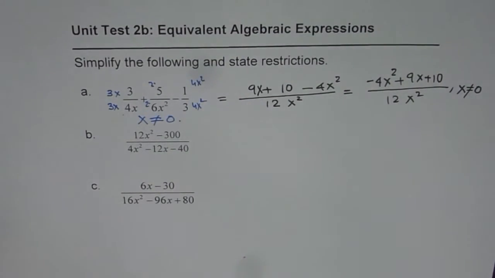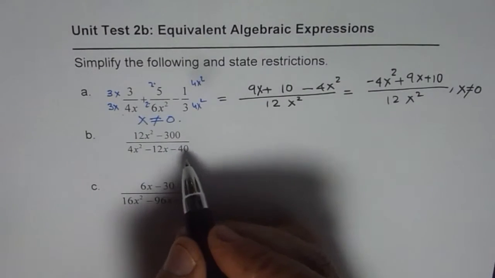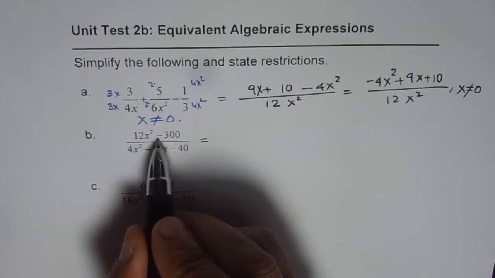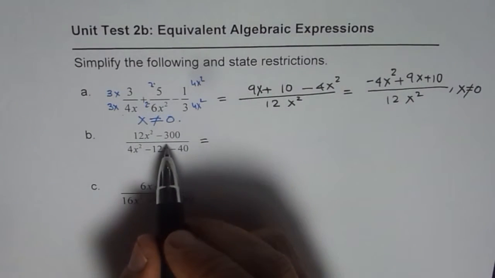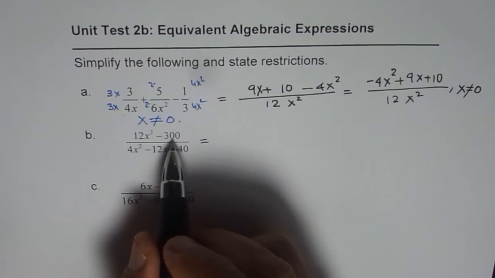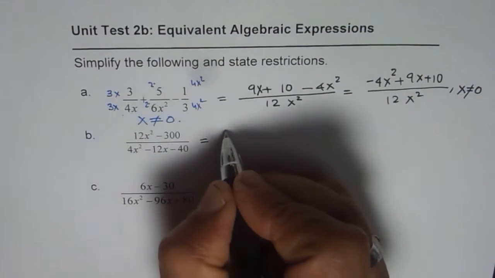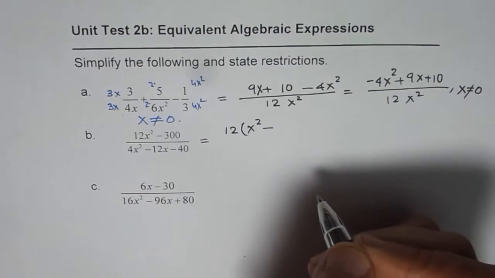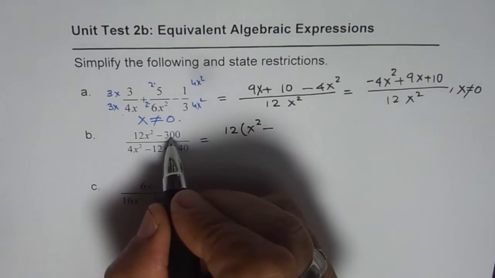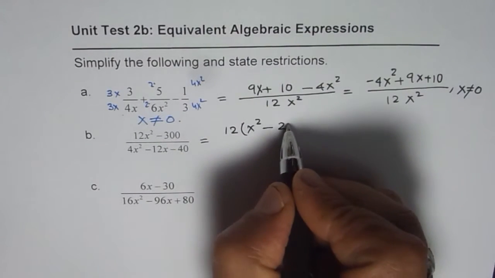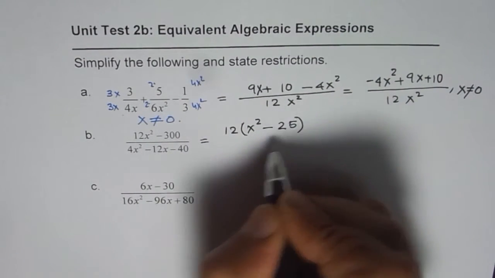Now for the second one, to write restrictions we should factor. Even to simplify, we have to factor 12x squared minus 300. Now what is common between the two? So we can actually take 12 common, x squared, and divide 300 by 12, right? 12 times 2 is 24. You're left with 6. 60 is 5 times 12. So we get 25 here, right?